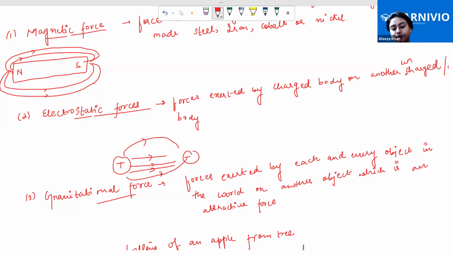Okay, please complete it so that we can start with another topic, that is pressure. Of course, we have completed this. Now we have to start the last topic of this chapter, which is pressure.